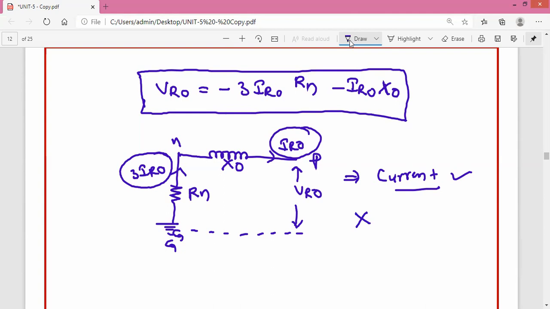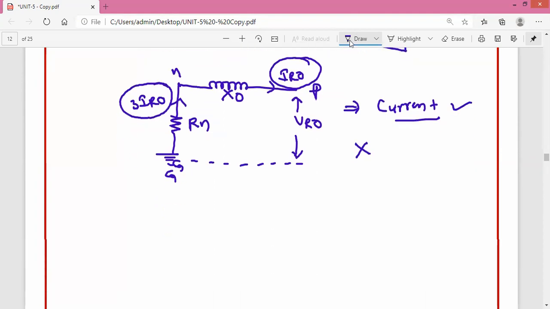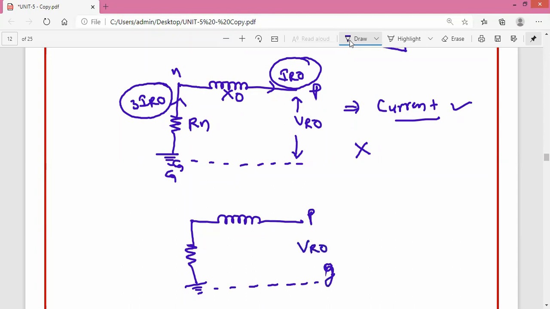So what is the modification that you have to do? A simple modification has to be done here. I'm just keeping the circuit as it is. So this is phase, this is neutral, sorry, this is ground, this is VR naught only, this is X naught only, and this is IR naught only. Here, instead of Rn, I am writing 3Rn. I am putting IR naught as same. So now this circuit holds good the KCL and KVL principle.